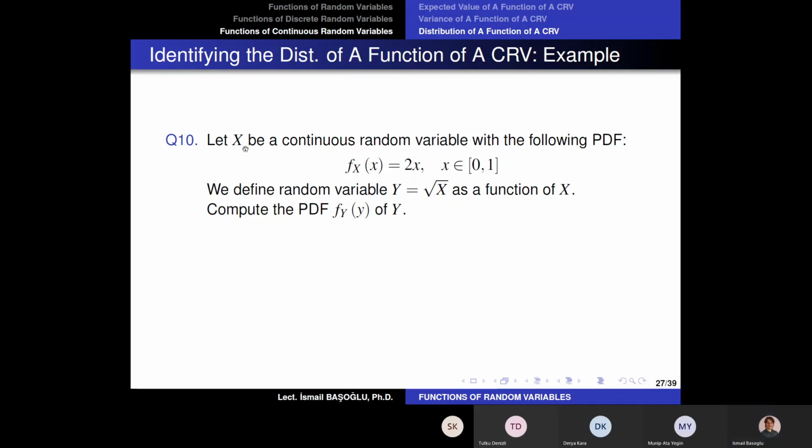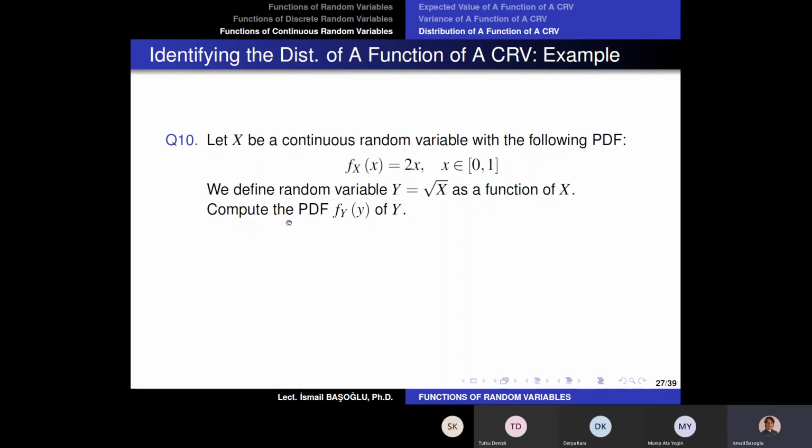Okay. Let x be a continuous random variable with the following PDF. So x is a continuous random variable which can take possible values between 0 and 1. It can take any real value between 0 and 1. It is a continuous random variable, therefore it takes any real value within this interval, according to the probability density function 2x. Now, we define the random variable y as the square root of x. So y is a function of random variable x, and it's a real valued function.